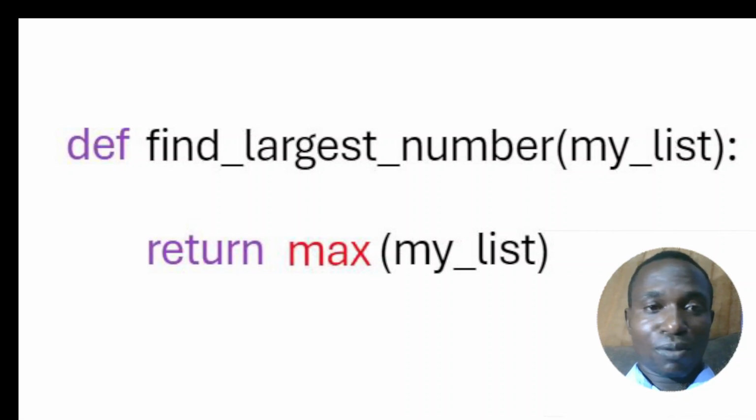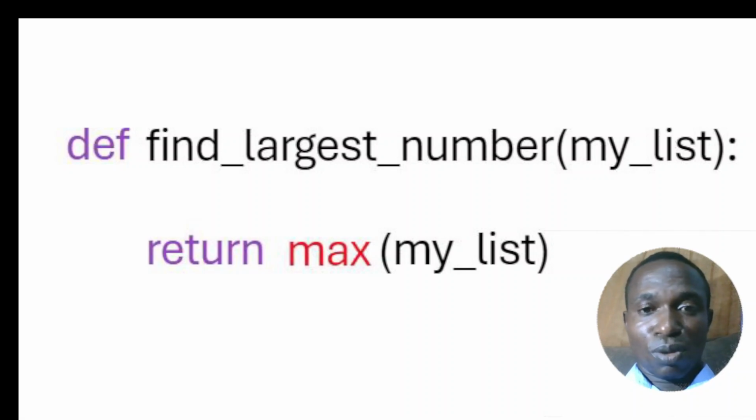From the first line of code, we start with the function definition keyword, which is def, and we give our function a suitable name, which is find_largest_number. We supply my_list, which is the argument in this case. Then we end it with a colon. We now use the return statement to return the maximum of that list, and it's as simple as that.